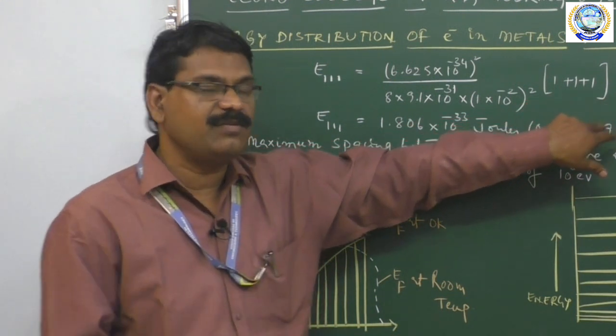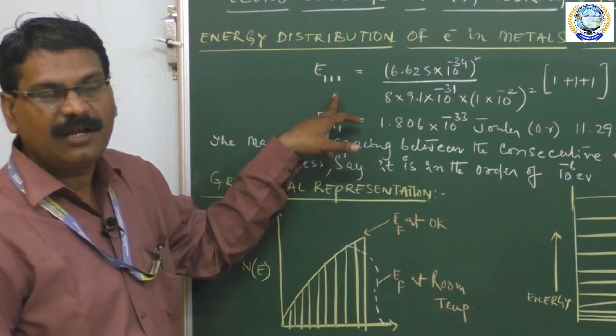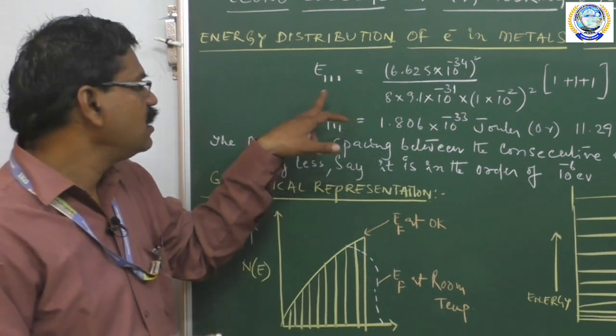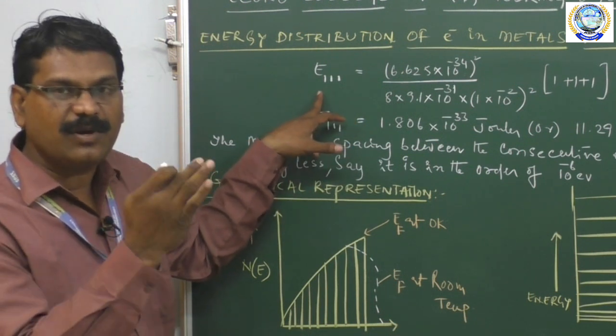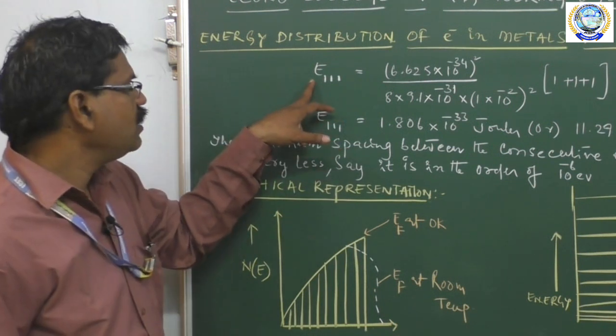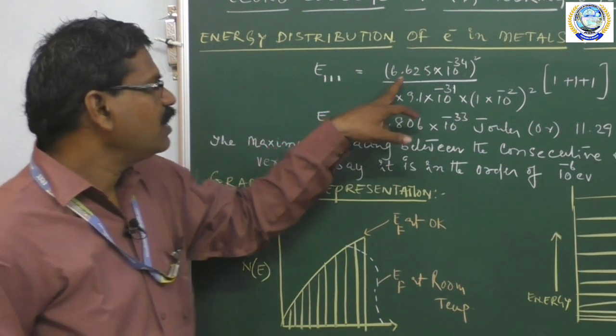As I told you in the previous formula, this E111 represents that Nx is 1, Ny is 1, Nz is 1. That means the number of electrons with respect to the x, y and z directions is taken as E of Nx, Ny and Nz. That means E triple 1 is equal to h square.